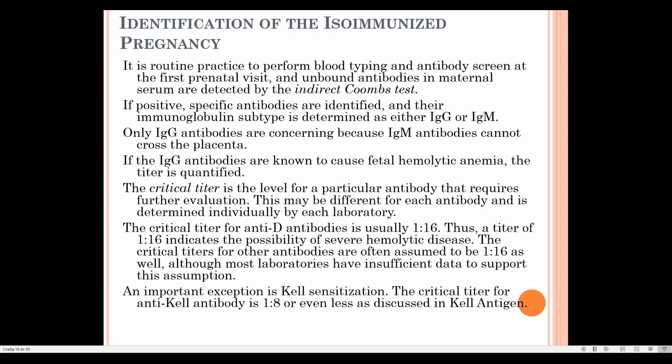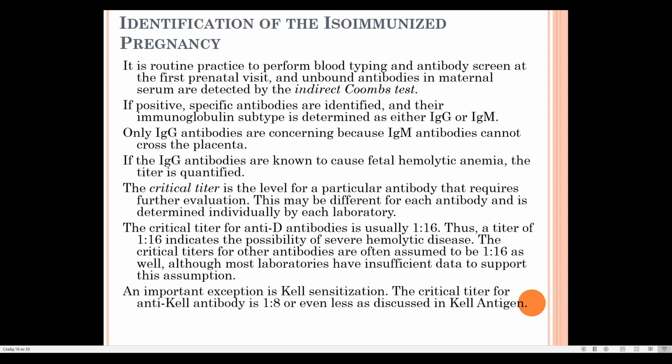Identification of the isoimmunized pregnancy. So I repeat that not every D-negative woman pregnant with a D-positive baby develops isoimmunization. So how do we determine if it happens? It is routine practice to perform blood typing and antibody screen at the first prenatal visit, and unbound antibodies in maternal serum are detected by the indirect Coombs test.